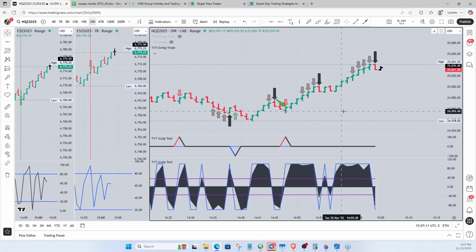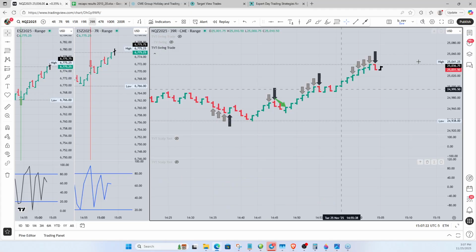So the swing trade is actually the easiest tool that we have. All right, the swing trade is saying to go short here on the NQ. Now, the thing about the swing trade is you don't have to put anything else on. You don't have to have anything down here. You don't have to have any supporting things up here at all.